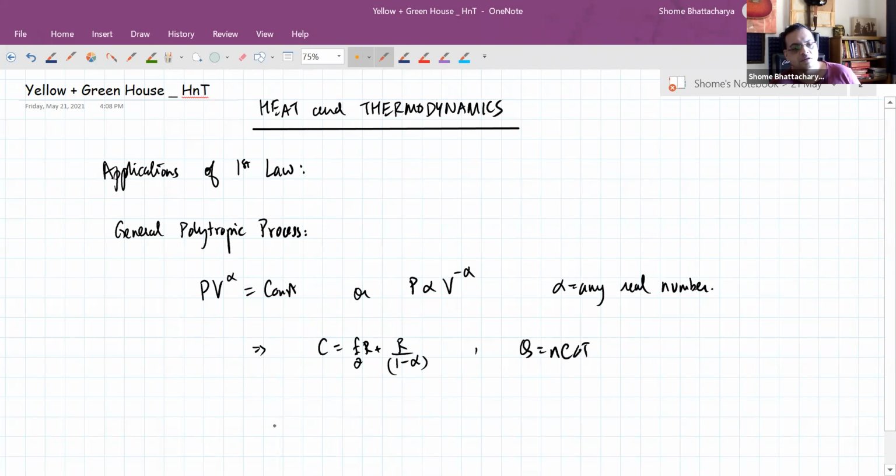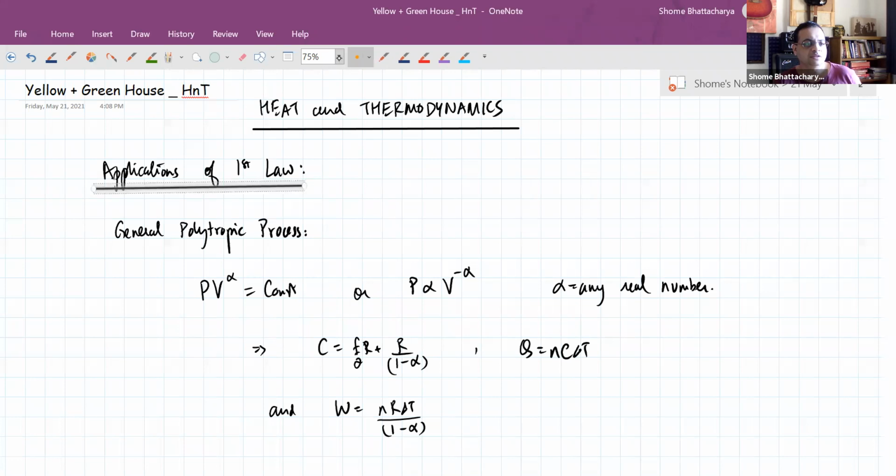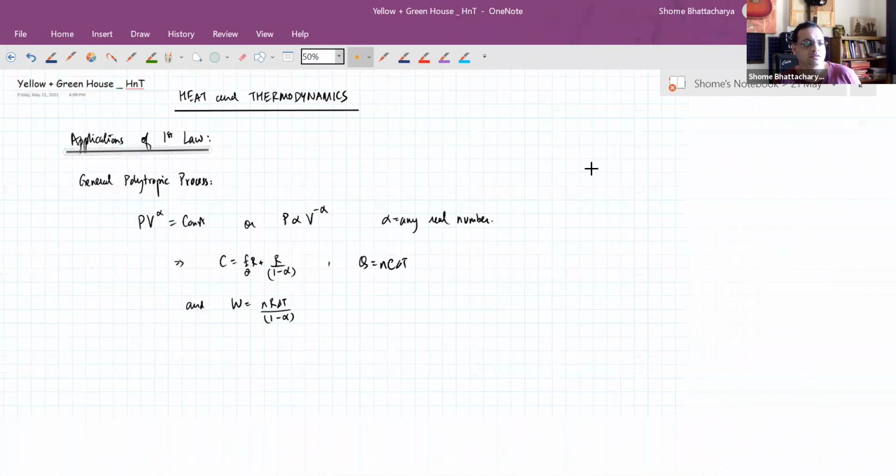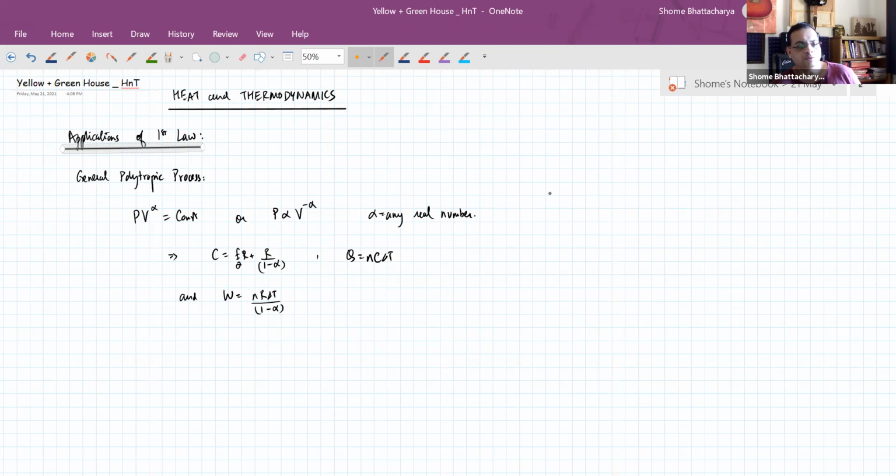and the work done by the gas becomes nR delta T upon 1 minus alpha. Okay. So this was a very important application and general formula, because we can see that even the 4 standard processes can be thought of as special cases of the polytropic process.